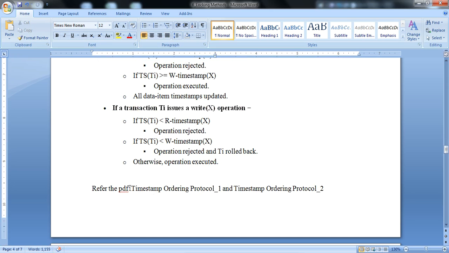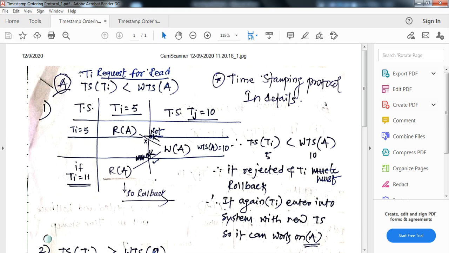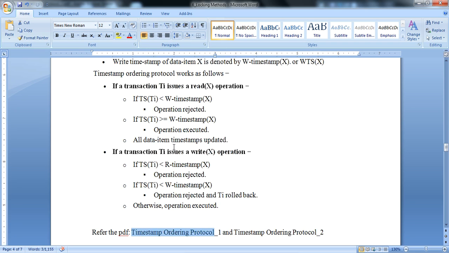Now in detail we take different types of examples with two files. That one is the timestamp ordering protocol, file 1 and file 2. Now here is a simple example: a transaction Ti requests a read, meaning this transaction wants to read the value of A. Now what will be the situation? We need to verify it.